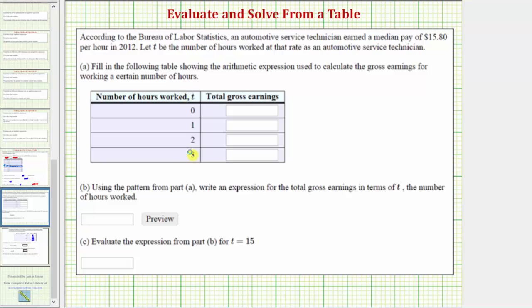Looking at the table, notice how the first column gives us the number of hours worked represented by the variable T. The second column gives the total gross earnings. Well, the total gross earnings would have to be equal to the pay rate times the number of hours, which in this situation would be $15.80 per hour times the number of hours given by the variable T. So if we assume the second column already has the units of dollars for our expression, we can drop the units of dollars and write the expression as 15.8 times T.